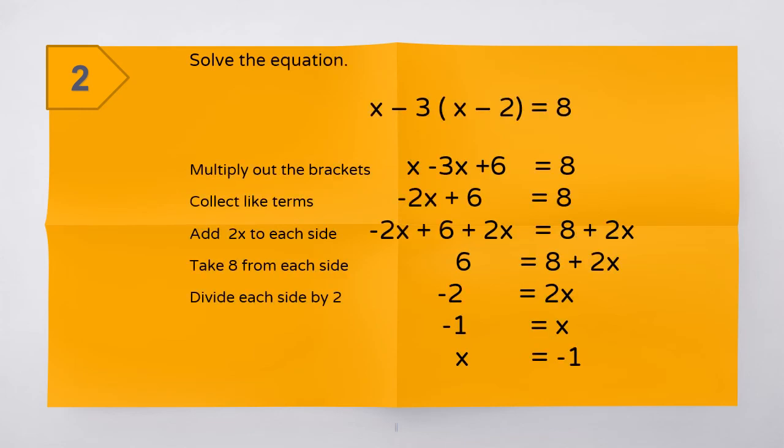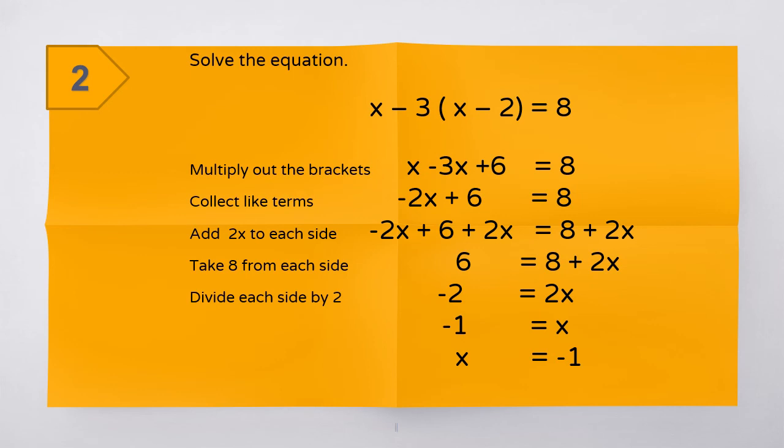Now everybody please look at the exercise 2. Solve the equation. Here you can see a bracket in this question. Therefore, the first step should be solving the brackets. Multiply out the brackets. You should multiply the brackets using negative 3. Negative 3 multiplied by x makes negative 3x. Negative 3 multiplied by negative 2 makes positive 6.